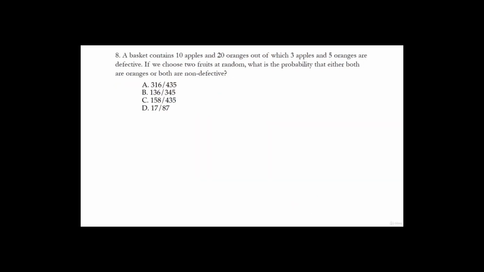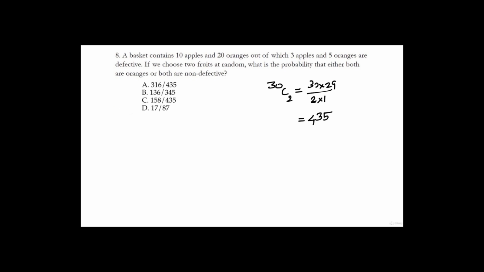A basket contains 10 apples and 20 oranges, out of which 3 apples and 5 oranges are defective. If we choose 2 fruits at random, what is the probability that either both are oranges or both are non-defective? So the number of ways in selecting 2 fruits without any condition is 30C2, which is 30 into 29 divided by 2 into 1, which will give 435. This is the total ways of selecting 2 fruits.